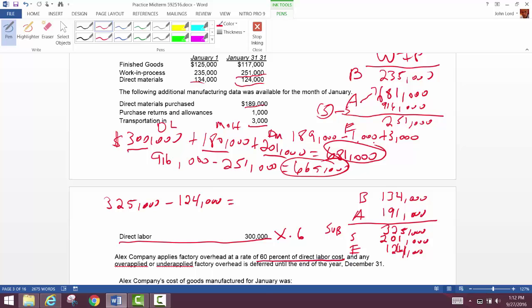Okay, it must be the fancy calculators. I'm going to get the old man calculator here and see what happens. 300,000 plus 180,000 plus 201,000, which is the sum of adding the 3 minus the 1 on the materials, gives me 681,000.